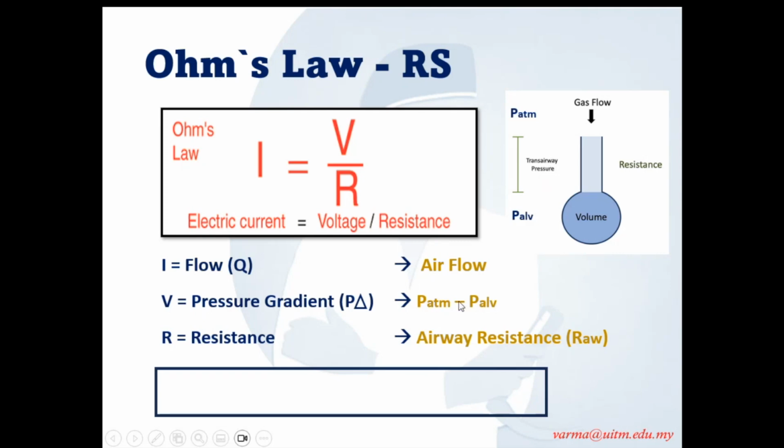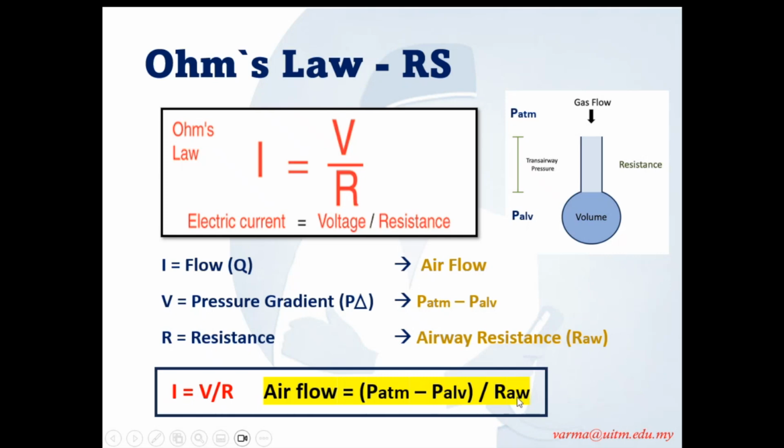Atmospheric pressure minus alveolar pressure is the difference. The atmospheric pressure minus intra-alveolar pressure gives you the trans-airway pressure. That is your pressure gradient, and resistance will be your airway resistance. So this is for the respiratory system. Airflow is equivalent to trans-airway pressure, which is atmospheric pressure minus alveolar pressure, divided by airway resistance.